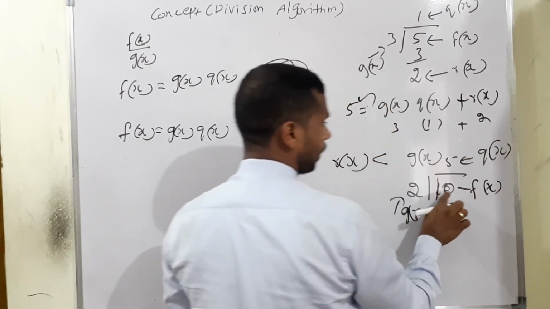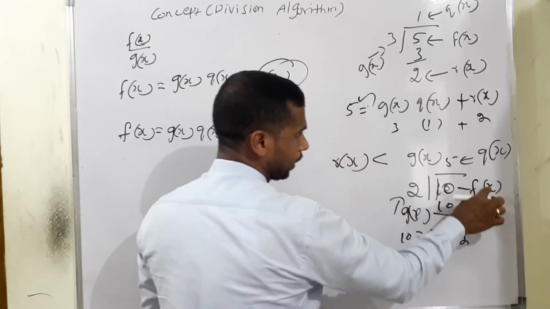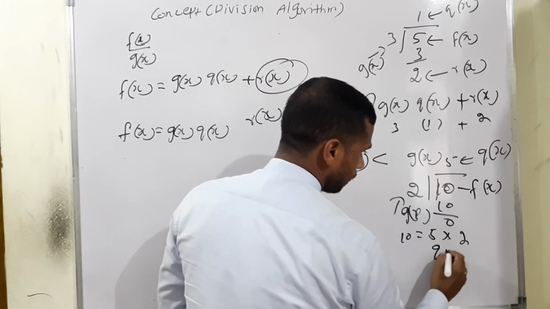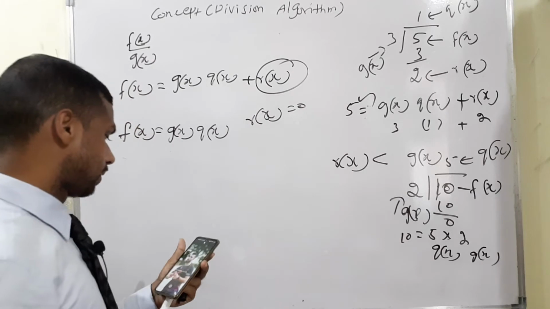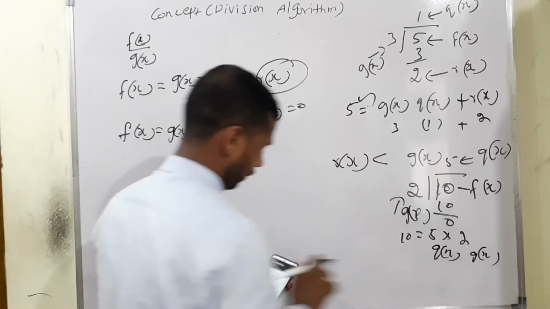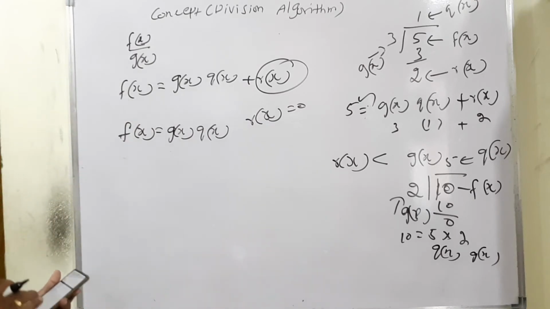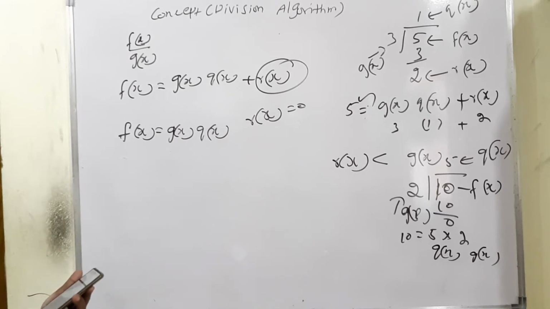That's why we can say 10 is equal to 5 into 2, where 5 is called q of x and 2 is called g of x. That's why when r of x is the zero polynomial, the condition is f of x is equal to g of x into q of x. Okay, now look at there, this is one of the important conditions. Then, continuing with another term, the remainder theorem. Sorry my dear, one more point is also there.